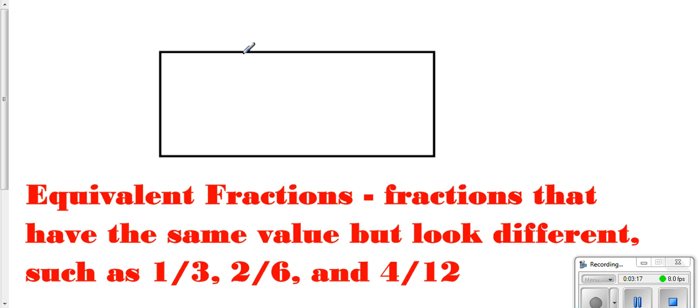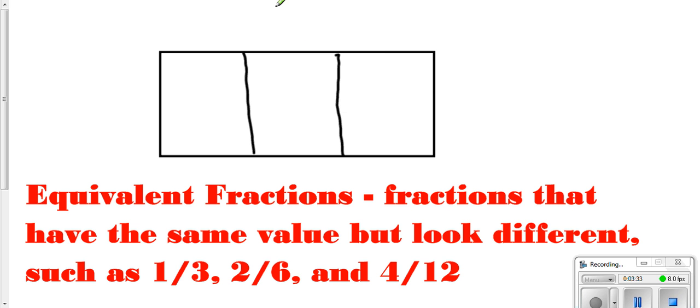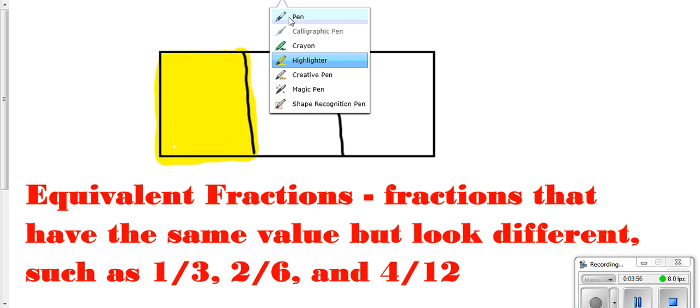So let me show you how that works. I'm going to split this into 3 equal parts. One of the things I tell my students every year is when I draw, your job is to imagine that when I say they're equal parts, that they actually are. So, you see that? They're 3 equal parts. I'm going to shade in one of them yellow. So you can see that I have 1/3 of my shape highlighted or shaded in.